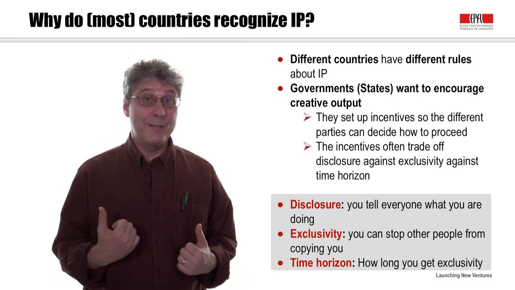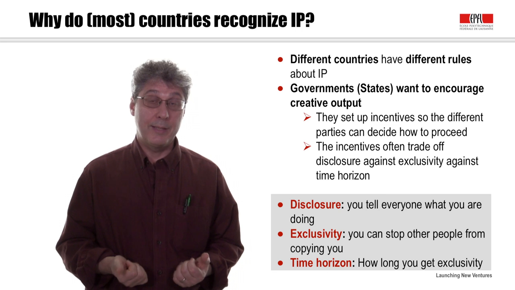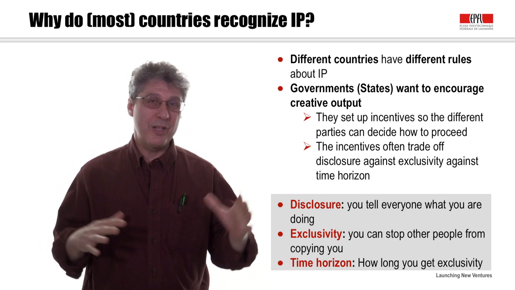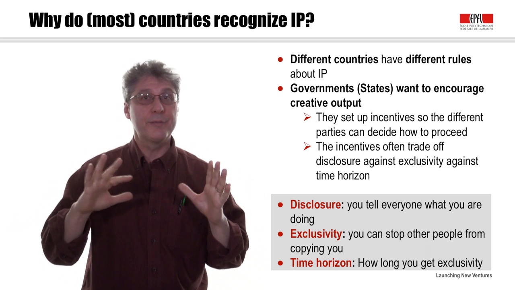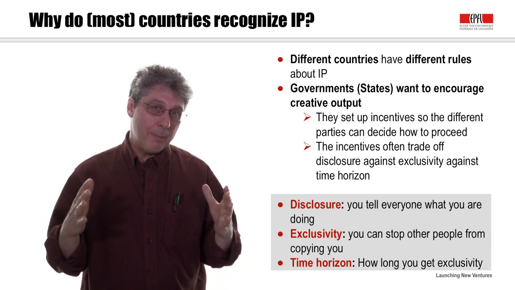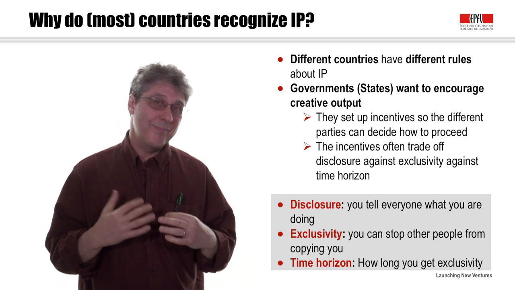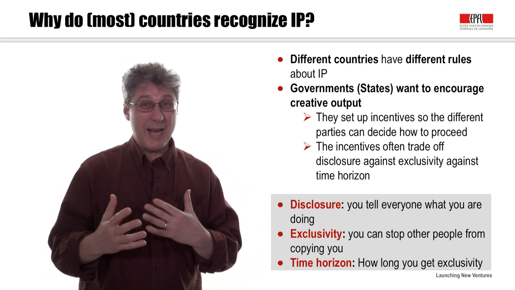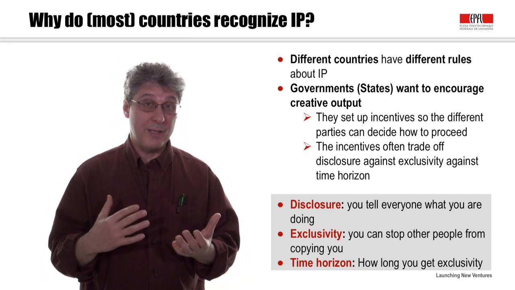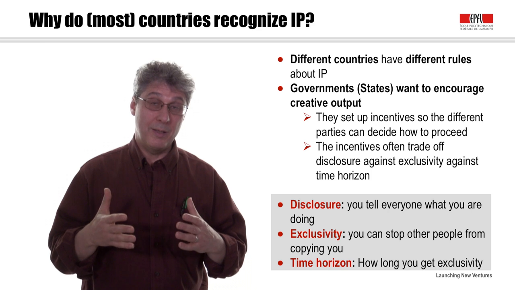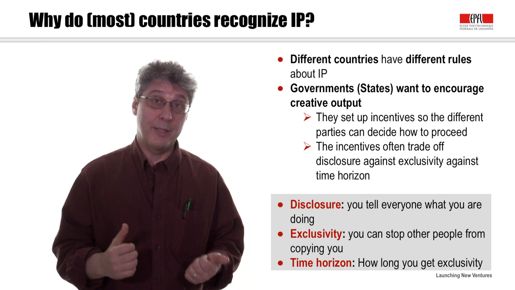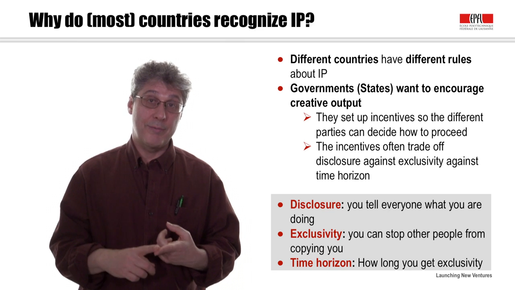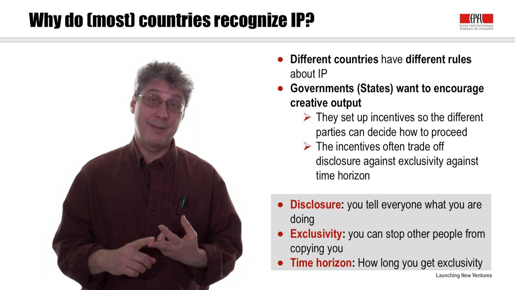Let's talk about why different countries recognize intellectual property. Why do they set up these special rules for intellectual property? Most countries and different jurisdictions have slightly different rules. That's becoming less pronounced over time, but still there are important differences across countries, and they happen to correspond to the philosophy of the purpose of intellectual property. The purpose of intellectual property is to give people incentives to make discoveries and creative outputs.